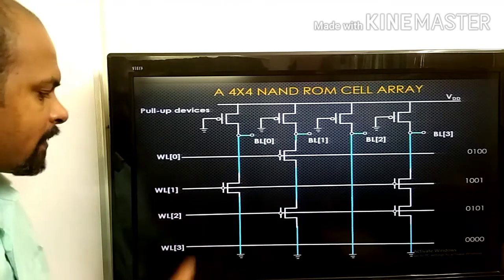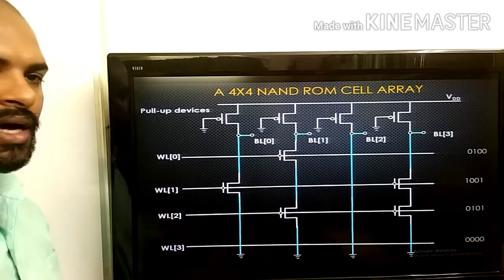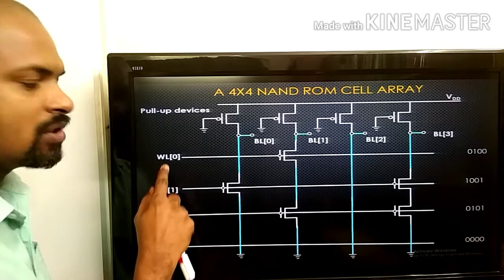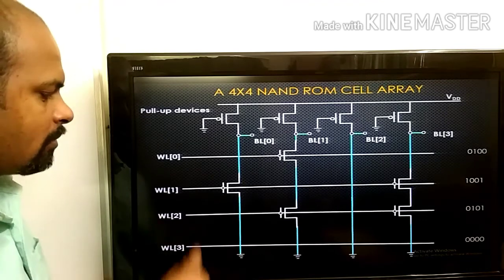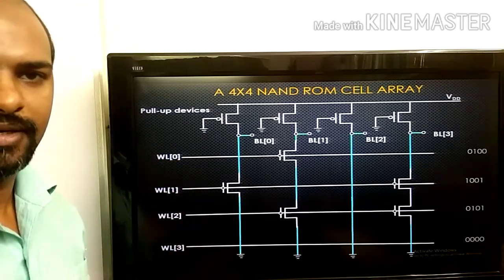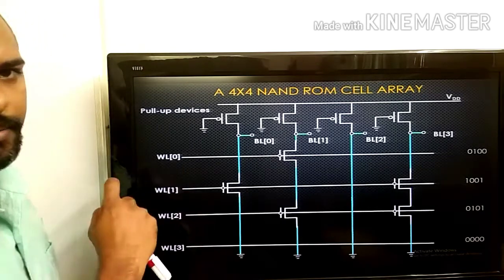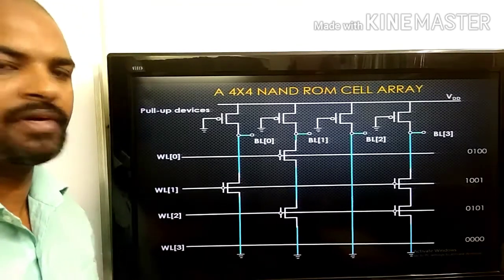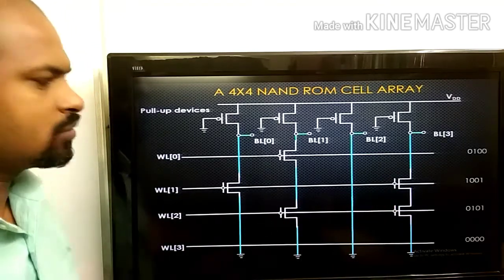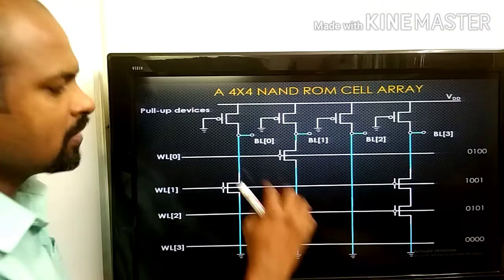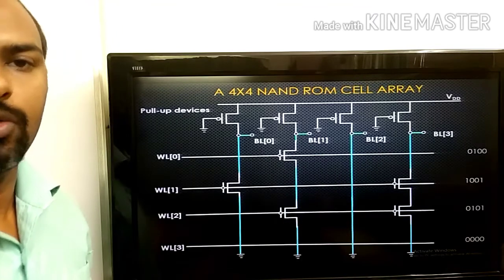In previous cases, this WL will by default be turned off, or 0, and if we need to read any word, we give a logic 1 at that word line. But now in NAND logic, by default we give a logic 1 there, and for reading any word we need to give a 0 there. Since the default value we are giving to WL is logic 1, all these transistors will be turned on, so that the lines BL1, BL2, BL3, all these lines will be connected to the ground, so that 0, 0, 0, 0 will be the output.